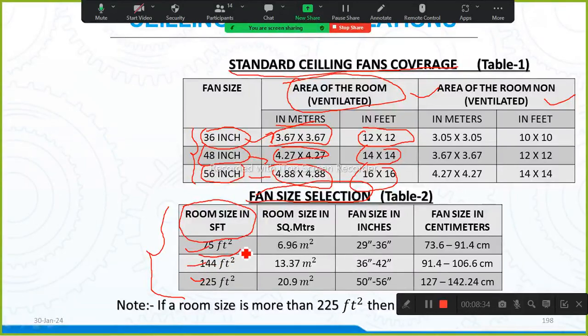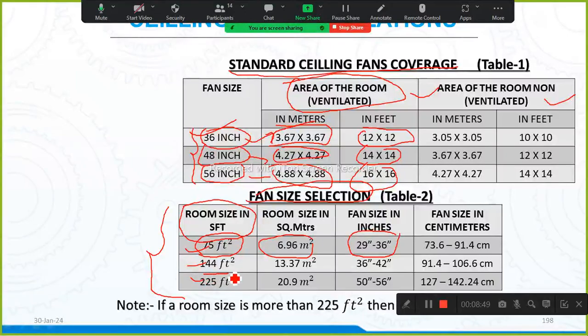If your room size is up to 75 square feet of an area, then try to select a fan in terms of meters, 6.96 meters square. Try to select a 36 inches fan. 29 to 36 means 36 inches fan. If your room size is up to 75 square feet, go with a 36 inches fan.